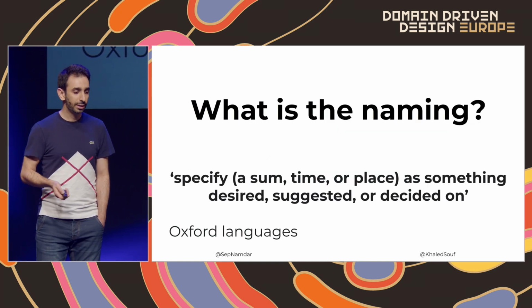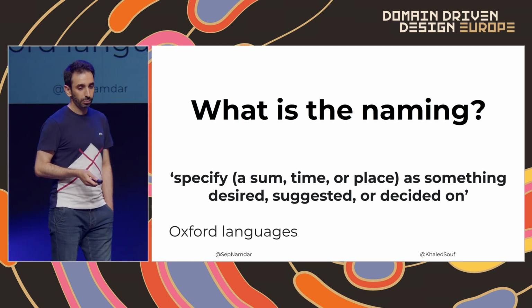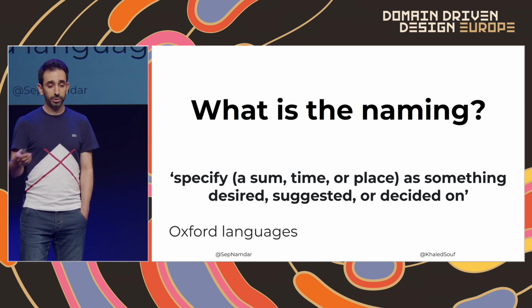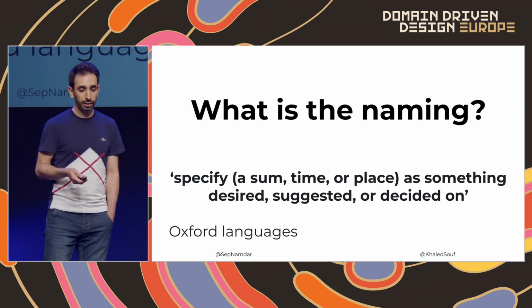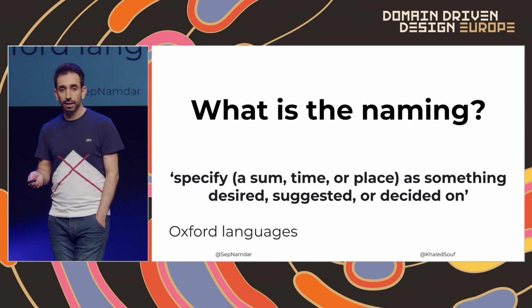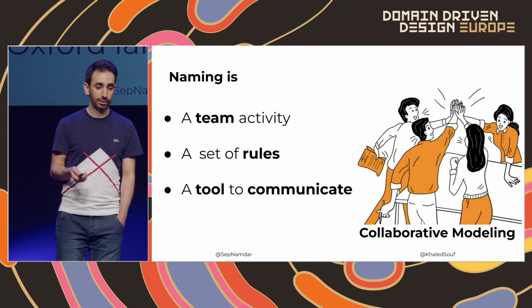So what is naming? In Oxford, it's: specify a time or place as something desired, suggested, or decided on. But we will see that this is a little bit different for us as developers.